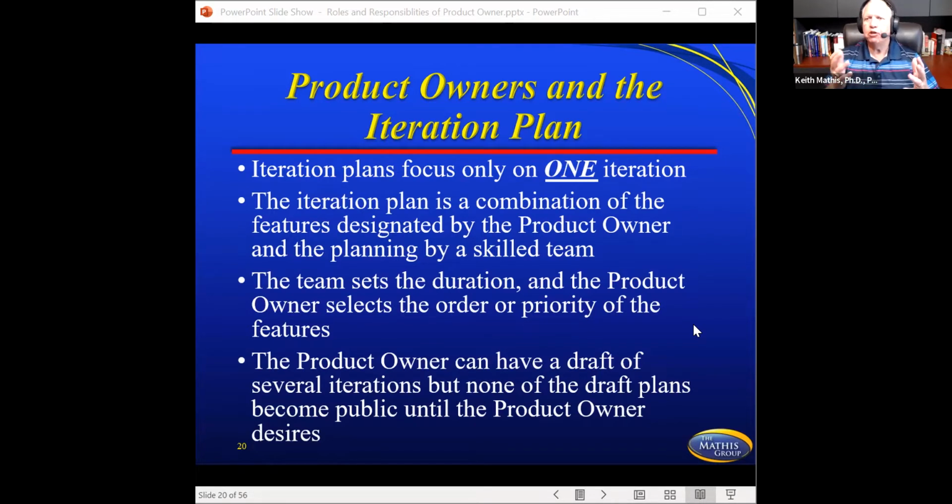And so let's say there's too many features in there for the amount of time. So it's a 4-week sprint, but the product owner has too much. Then the team gives feedback, but the product owner is really the one who has the power to pull features out of that iteration plan and put it back into the backlog and then decide when they're going to move this into the next. And so there's going to be that collaboration that's happening there.